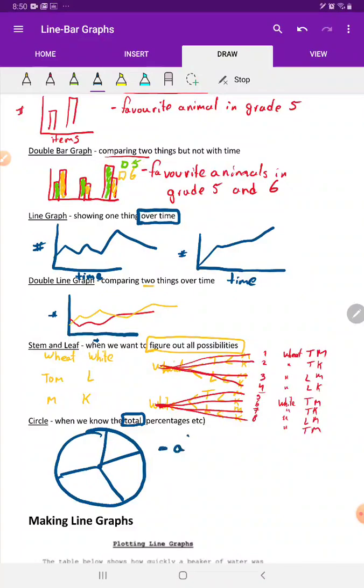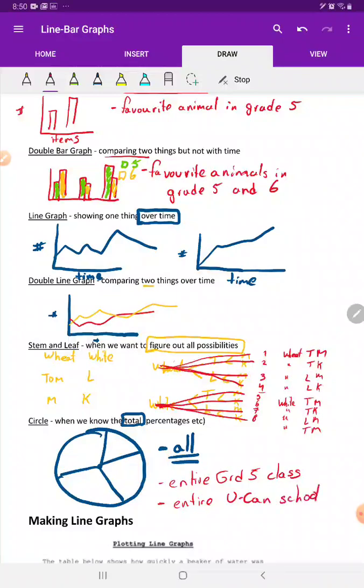But the thing you have to remember is that we're talking about all of something, okay? So the entire grade 5 class, for example, okay? Or the entire UCAN school. And then we ask questions, all right? So we're dealing with percentages, where we know the whole amount of everything. Okay, so that's that section here.